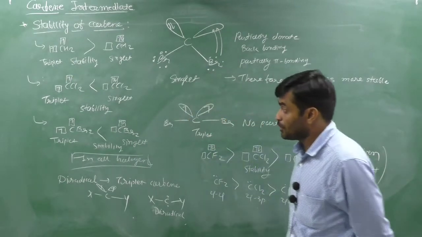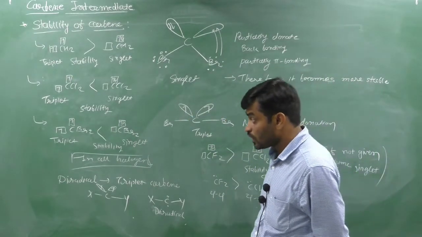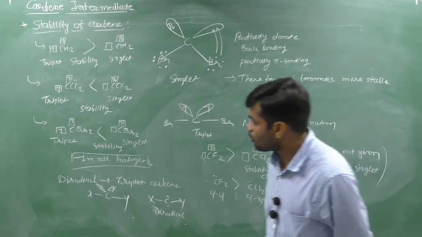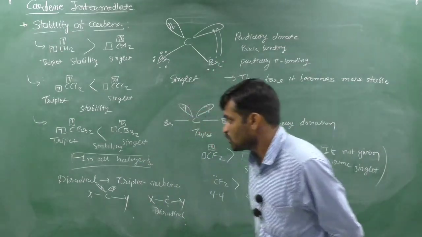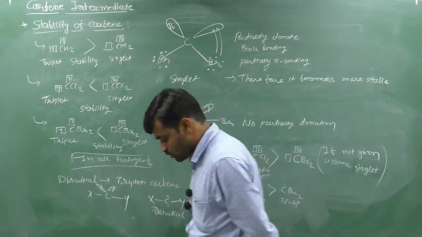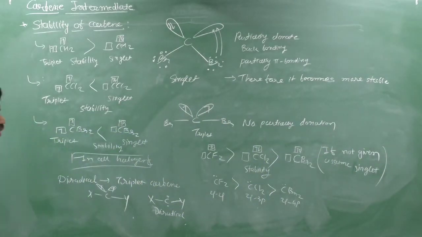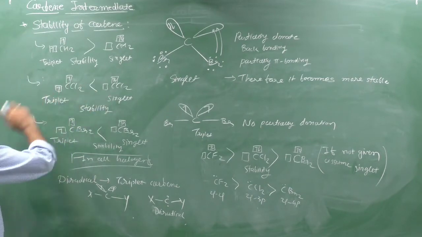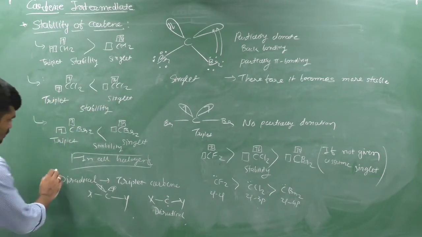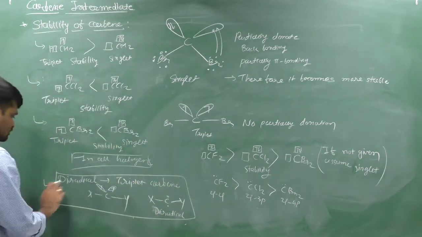But if we have a carbene of chlorine or bromine, then in the case of all halogens, singlet carbene is more stable than triplet carbene. In case of bromine, chlorine, iodine, fluorine, in all halogens. If the carbene does not contain a halogen, then triplet is more stable than singlet. If we have halogen-containing carbenes, then singlet is more stable than triplet. We can discuss that at the end.